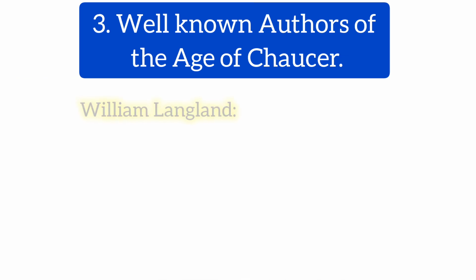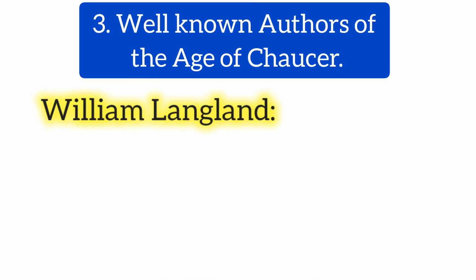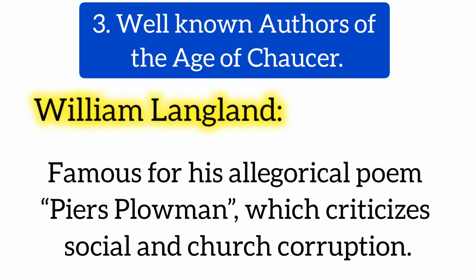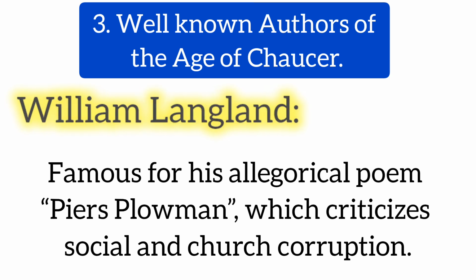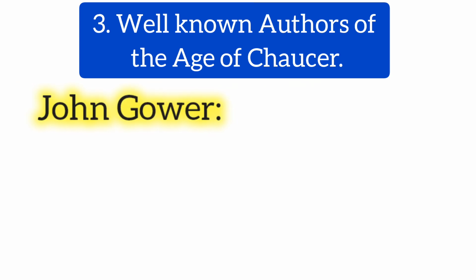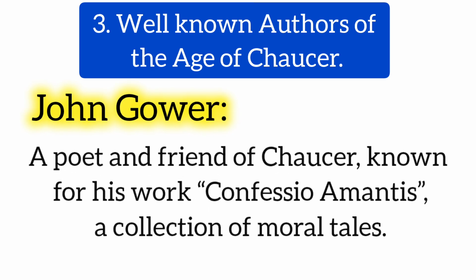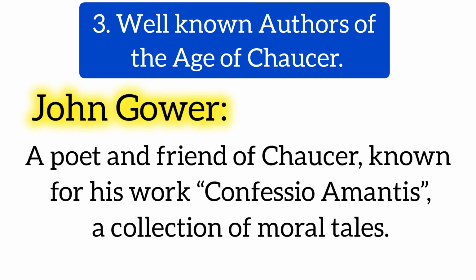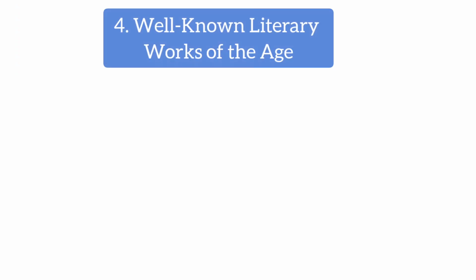The next author is William Langland. William Langland was famous for his allegorical poem, Piers Plowman, which criticizes social and church corruption. Next author is John Gower, a poet and friend of Chaucer, known for his work Confessio Amantis, a collection of moral tales or stories.